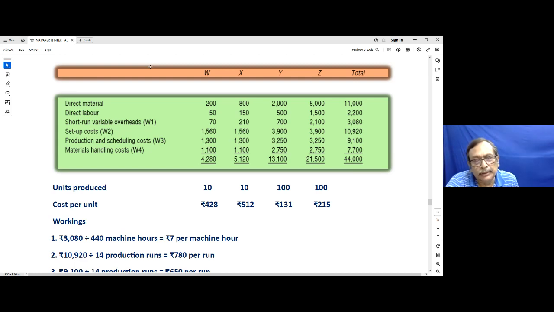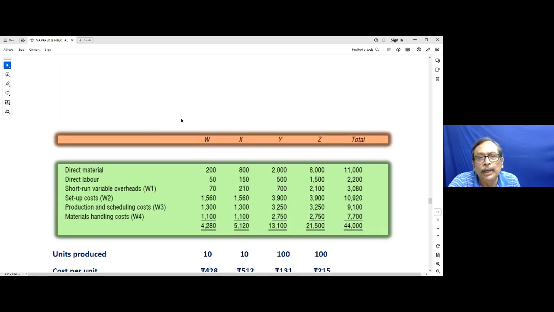Unit produced is given in the question. So we divide the total overhead cost by unit produced. So cost per unit we get, taking into consideration direct material cost, direct labor cost, and various overheads. So total cost comes to 4280, and cost per unit comes to 4280 divided by 10, it comes to 428. 5120 divided by 10, it comes to 512. 13,100 by 100, it comes to 131, and 21,500 divided by 100, it comes to 215.